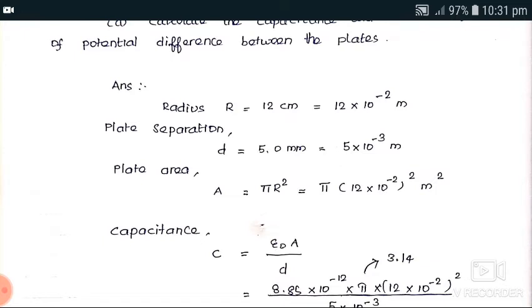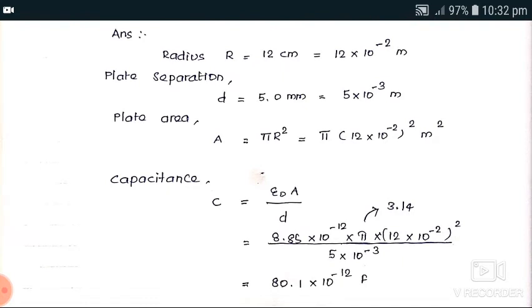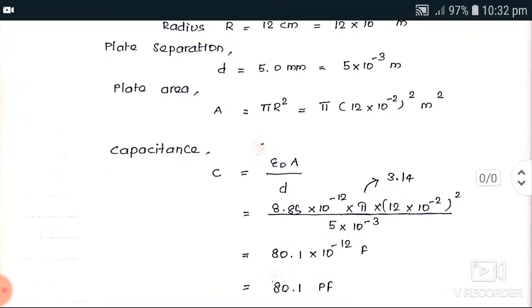You know the value of pi, we will substitute that pi value later in the capacitance formula. So pi into radius, 12 into 10 to the power of minus 2 whole square, in meter square. So these are the data they have given. Now you know the formula for capacitance. The capacitance of the capacitor, C is equal to epsilon naught A divided by d. It's a very simple formula.